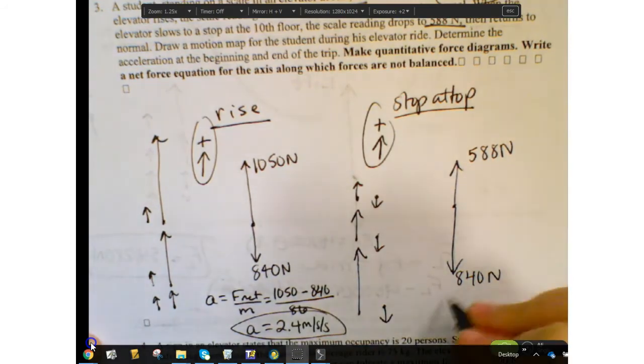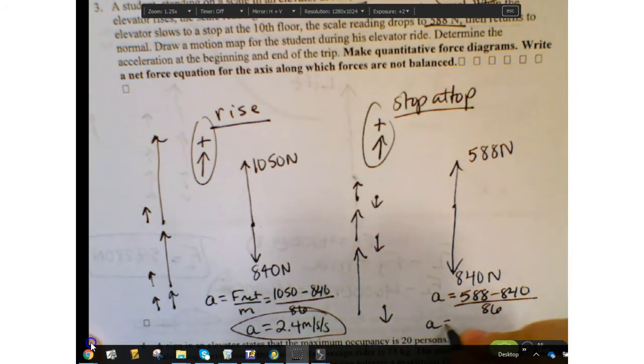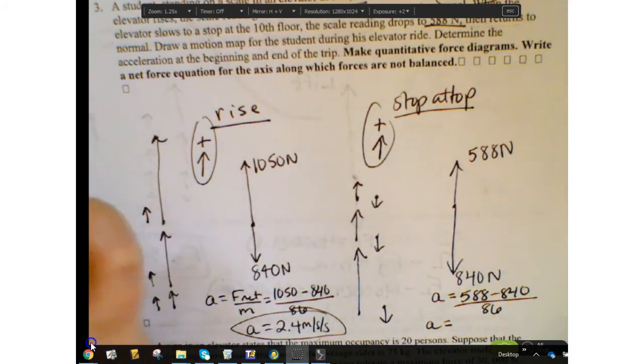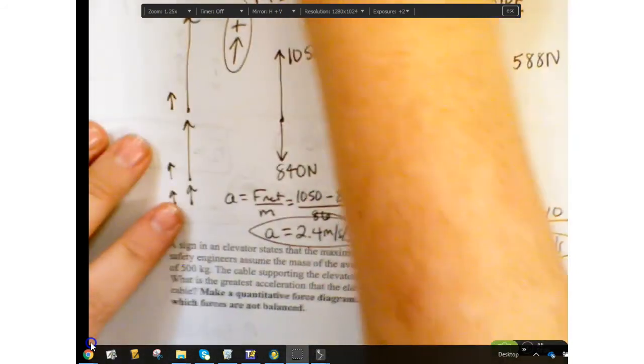And then down here, my acceleration is calculated the same way. My net force, which now is 588 minus 840 over the same mass of 86. So my acceleration is going to be 588 minus 840 divided by 86. Oh, goodness. Negative 2.9 meters per second squared. All right, number 4.